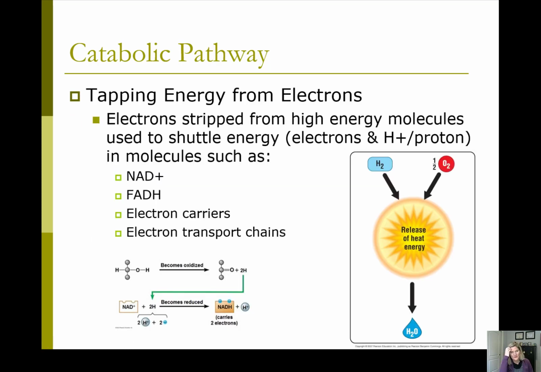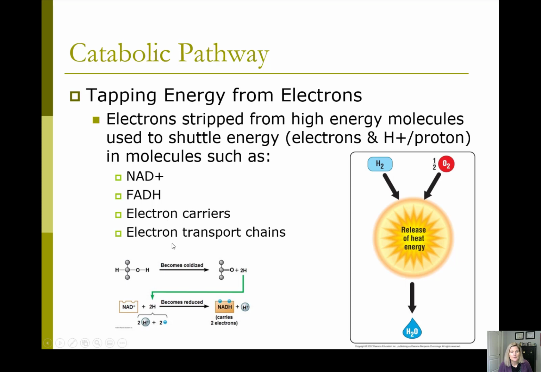Okay. All right, so this process, this catabolic reaction we're about to explore with cellular respiration, we're going to need to look closely at these special high energy molecules that actually transport electrons from one area of the mitochondria to another. These are called energy carriers, and they carry the electrons, or electron carriers.